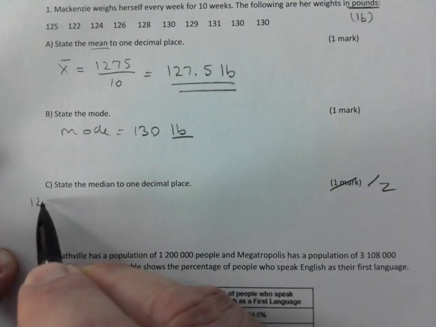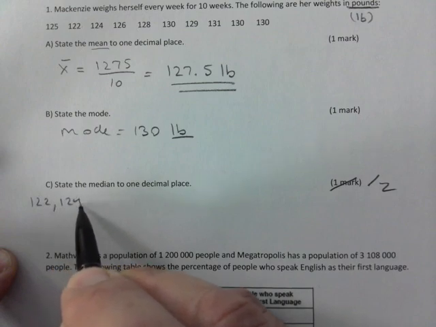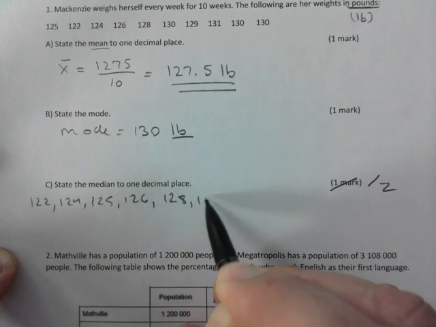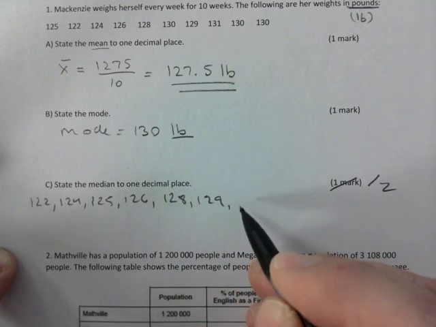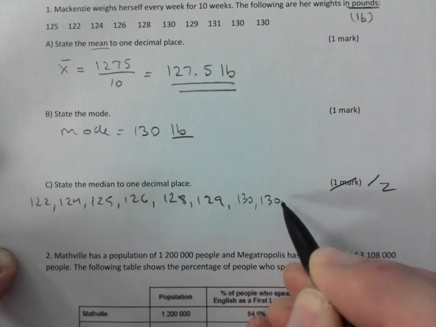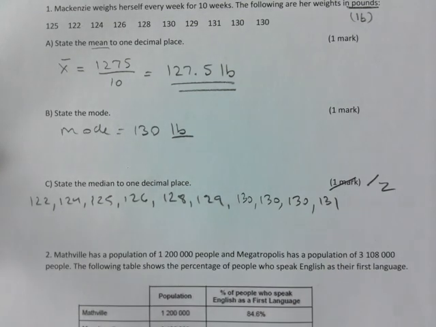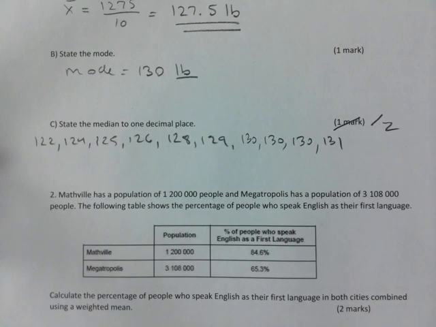So I'm just going to write it down here: 122, 124, 125, 126, 128, 129, 130, 130, 130, and 131, right? So if you did that, you get a mark. I would find it very difficult to find a median without doing that.